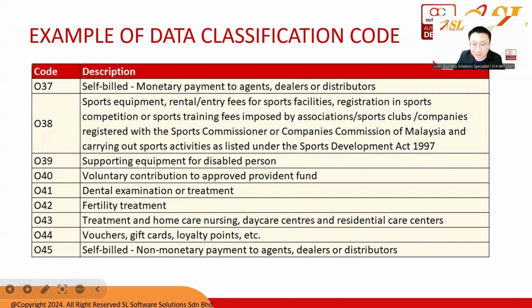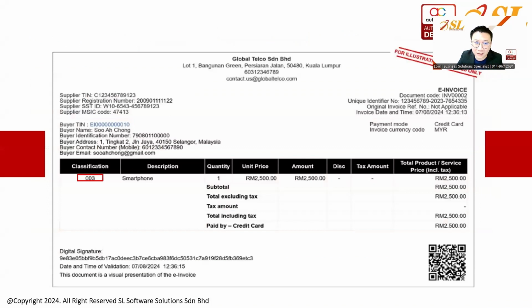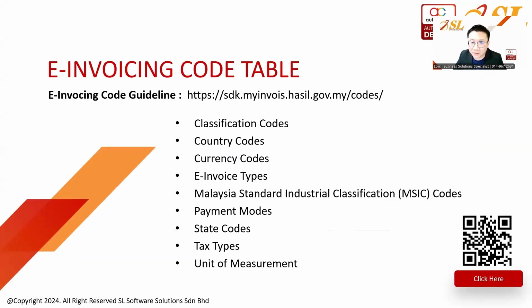So this is the data classification code. Other than that, you see the format, the classification code we submit to LHDN for validation purposes. This is a compulsory field, cannot be empty, and the item code is not submitted. That's why the classification code is more important compared with the item code. Other than the classification code, we need to submit for verification all the country codes, currency codes, and so on, and then the unit of measurement.